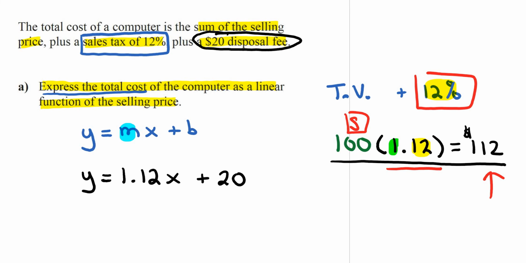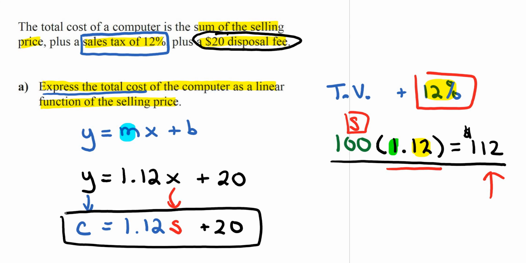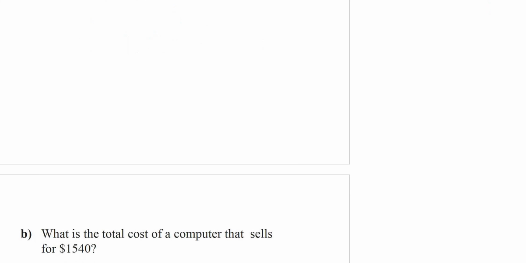Now this is correct, and I would say that the back of the book just replaces the variables. So this y is now a C, the 1.12, and the x here we can replace with S, the selling price, and then plus the 20. So there you go. There is your total cost equation for part A. Now, once you know that, you can easily do question B here.